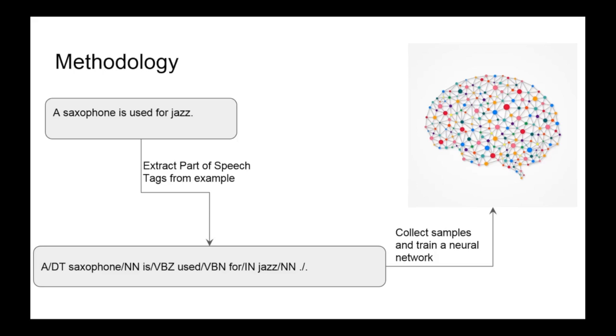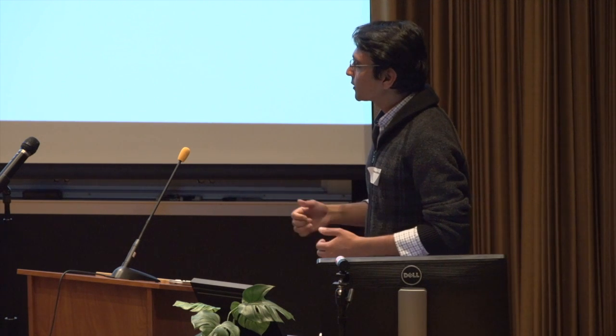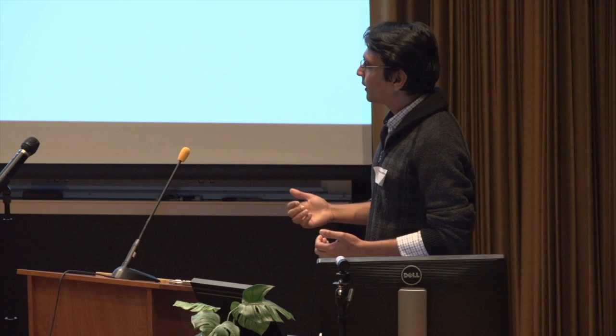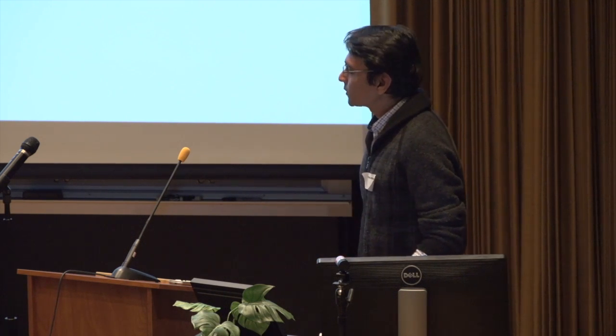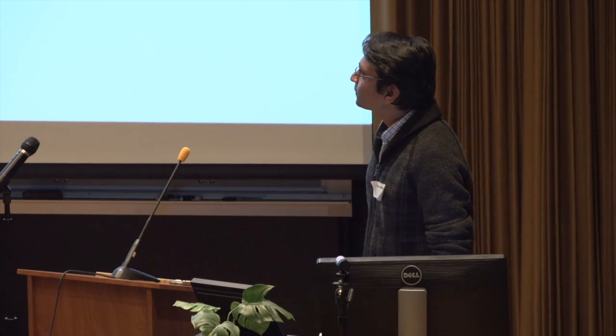So we break down each of these sentences into their part of speech, and then we train a neural net to learn the patterns. Once the neural net is trained, it will learn patterns, and for any given input, it will give me a relationship type of this kind. So for example, this would be related to is a definition, and so forth.